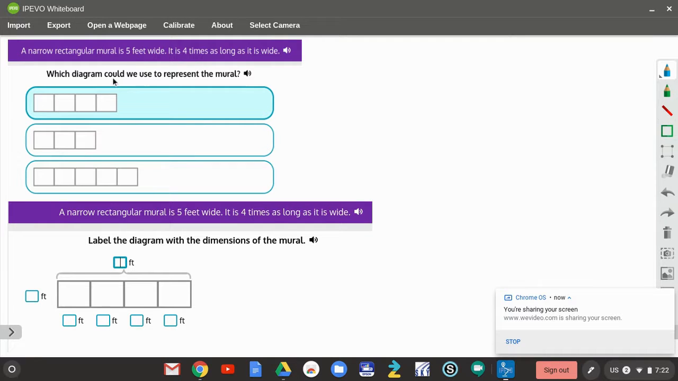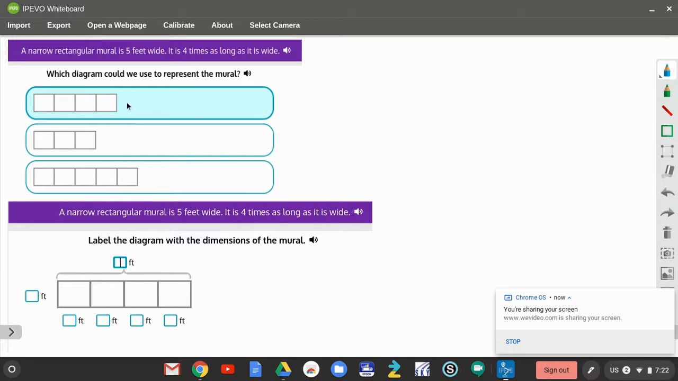Well, which diagram could we use to represent the mural? So we're looking for which one is 4 times as long. Okay. Well, this one has 1, 2, 3, 4. It's 4 times as long. Well, before I start clicking, let's double check. Well, this one's 1, 2, 3 times as long. This one's 1, 2, 3, 4, 5 times as long. So which one do we want?